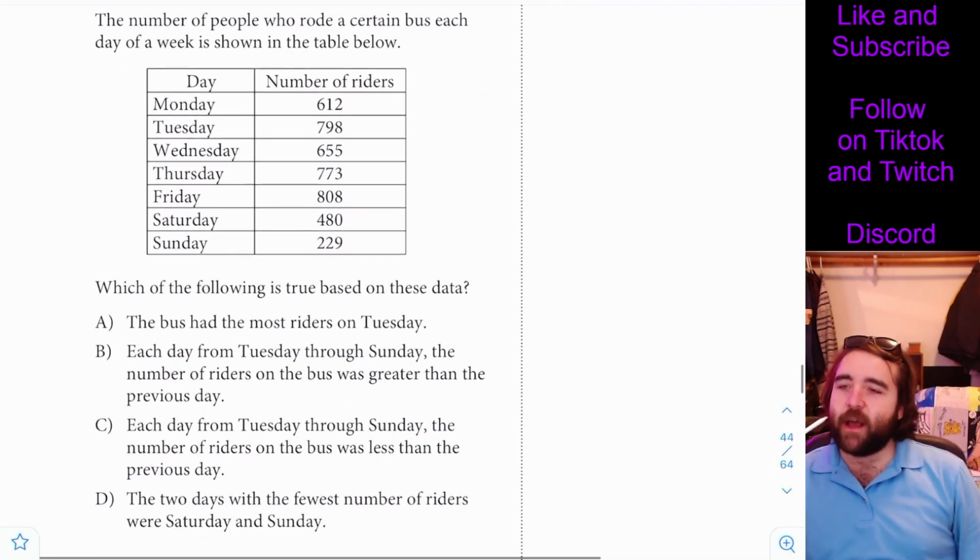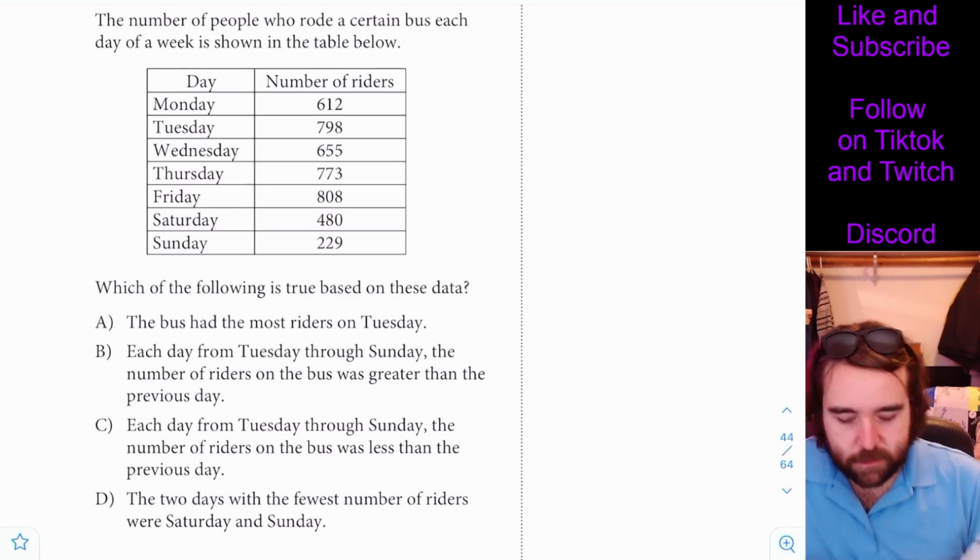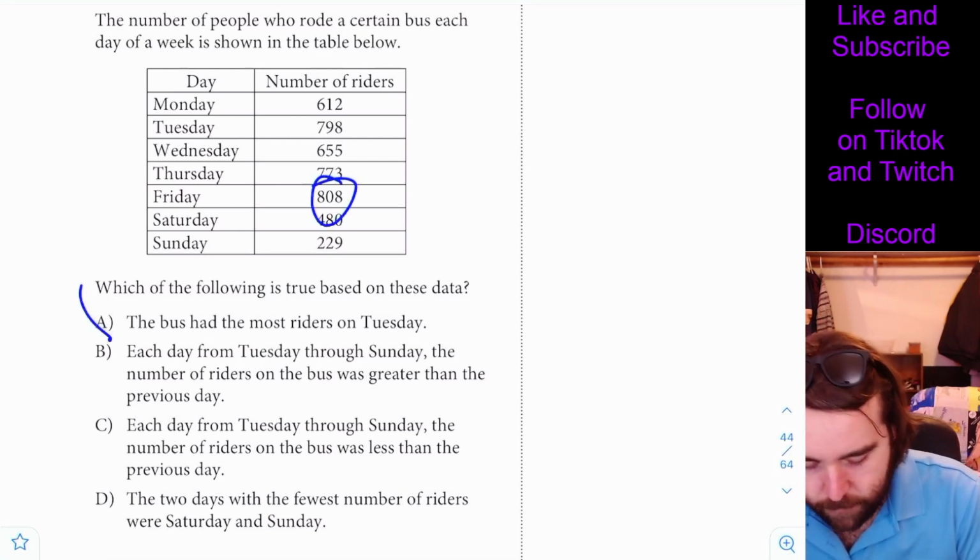All right, get into stats. I guess there was no stats on the last section. So which of the following is true based on this data? The bus had the most riders on Tuesday. So we just got to go through one by one. Okay. So that's not true because Friday had more.